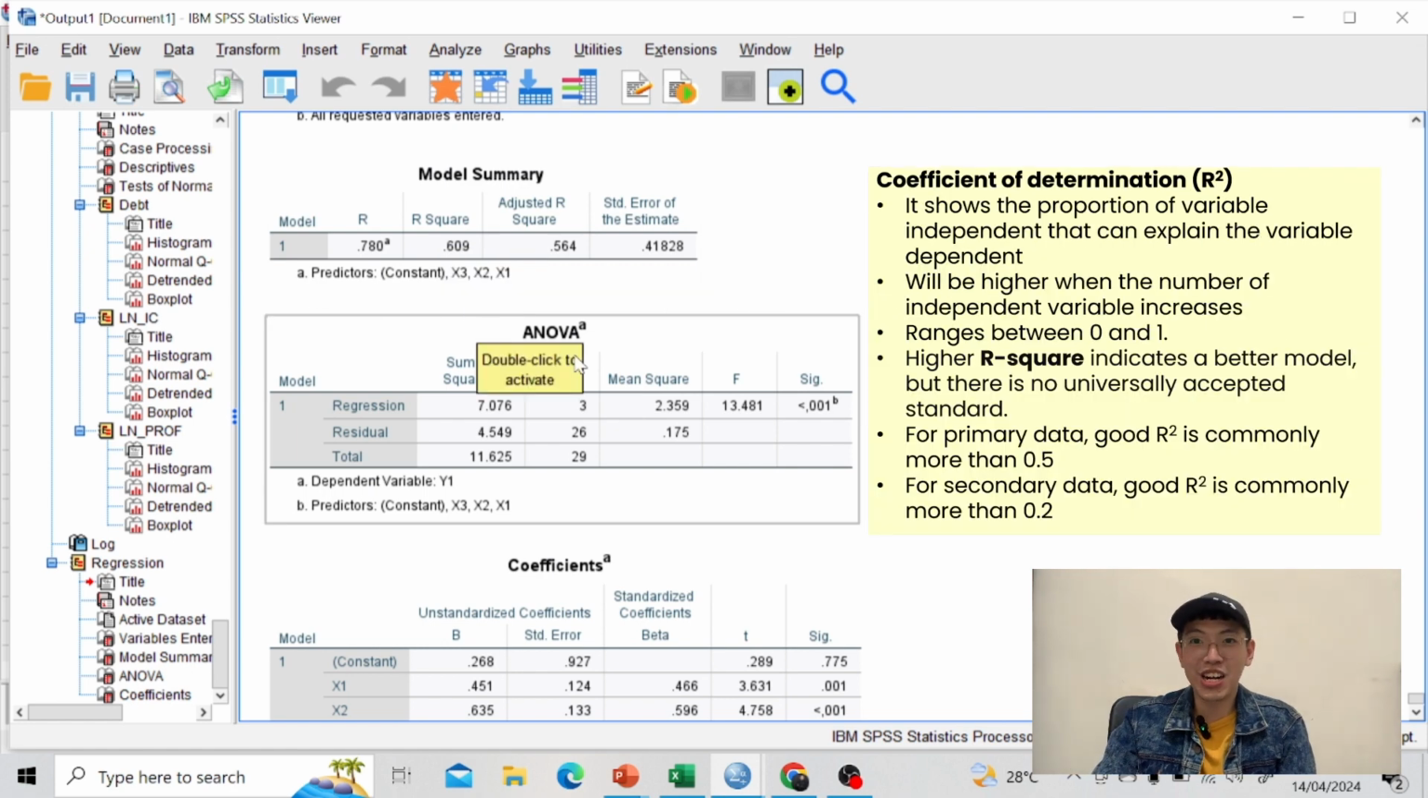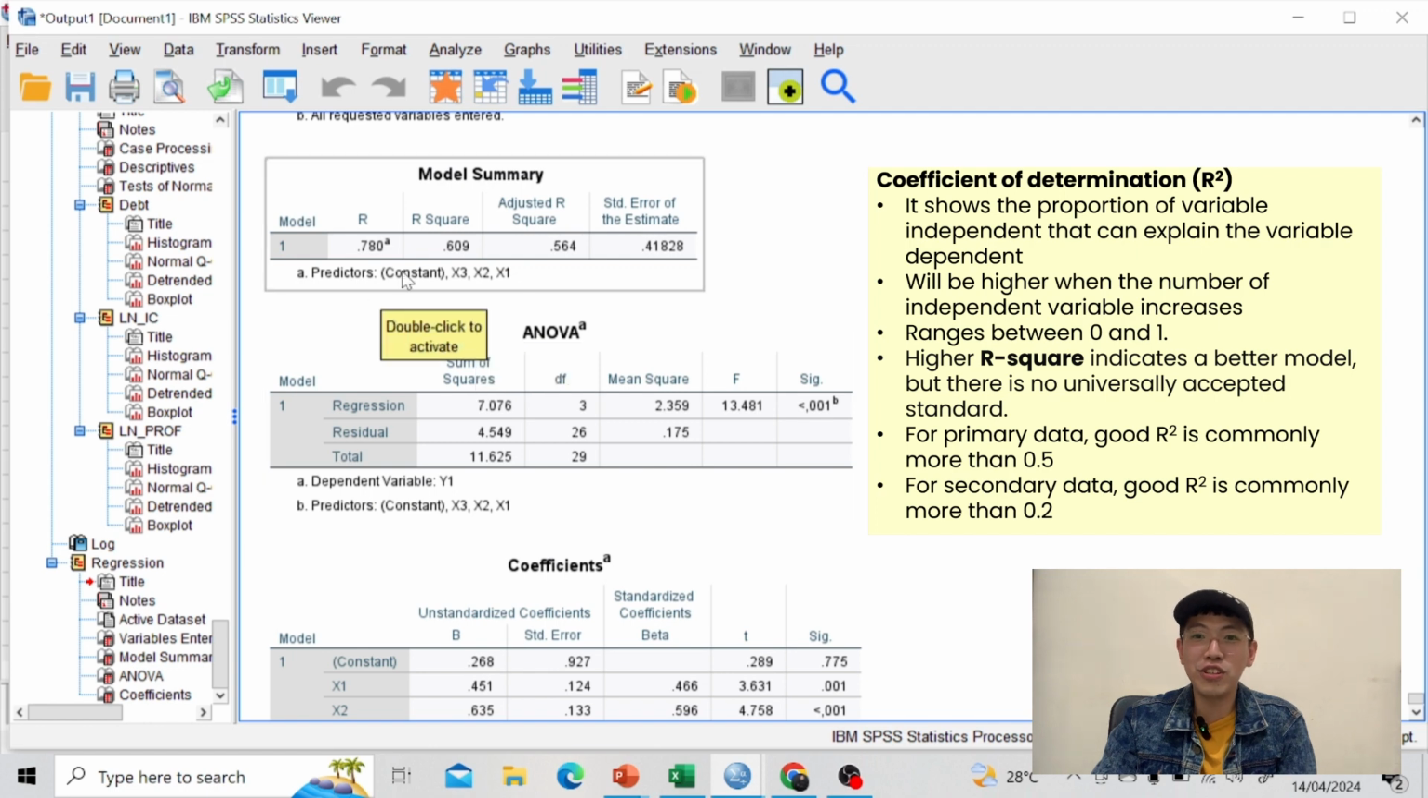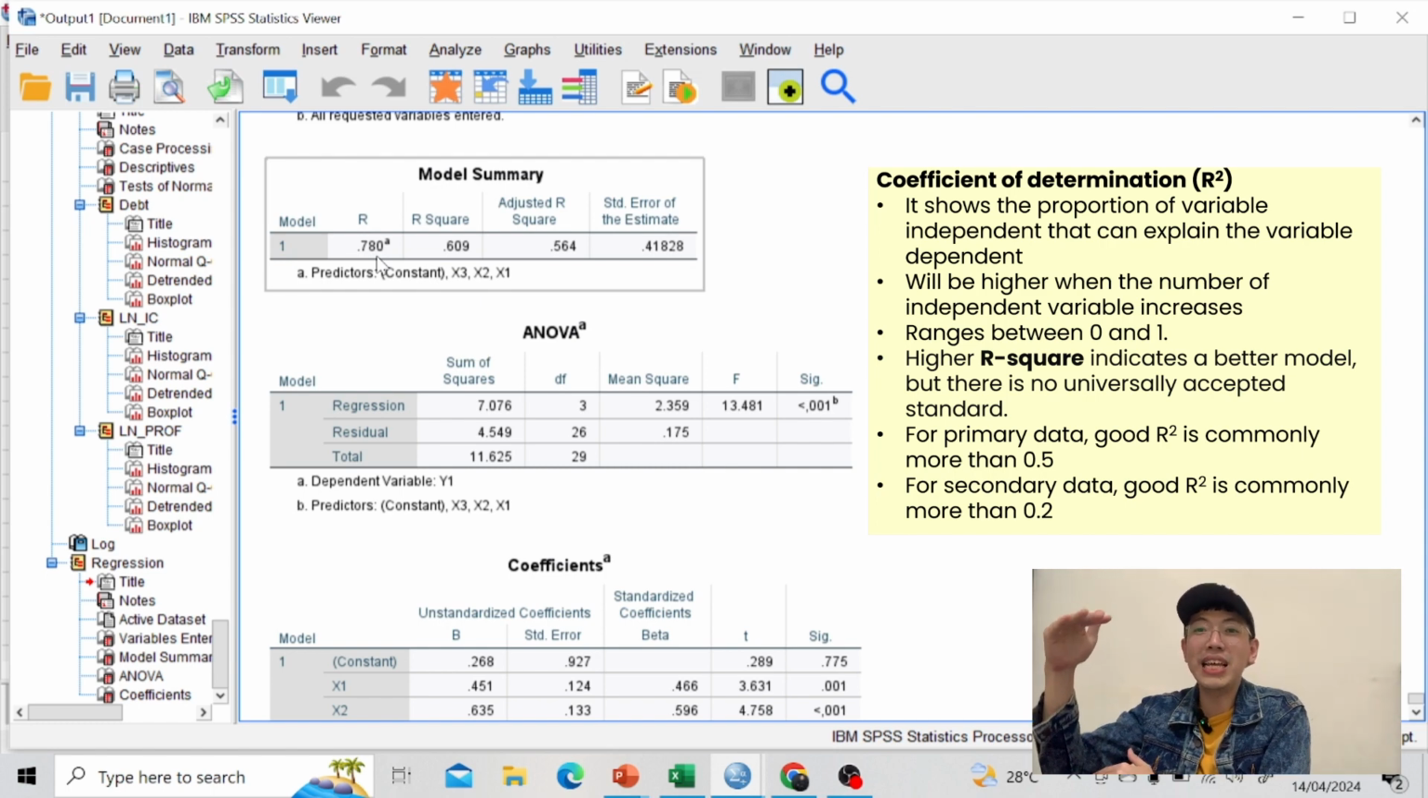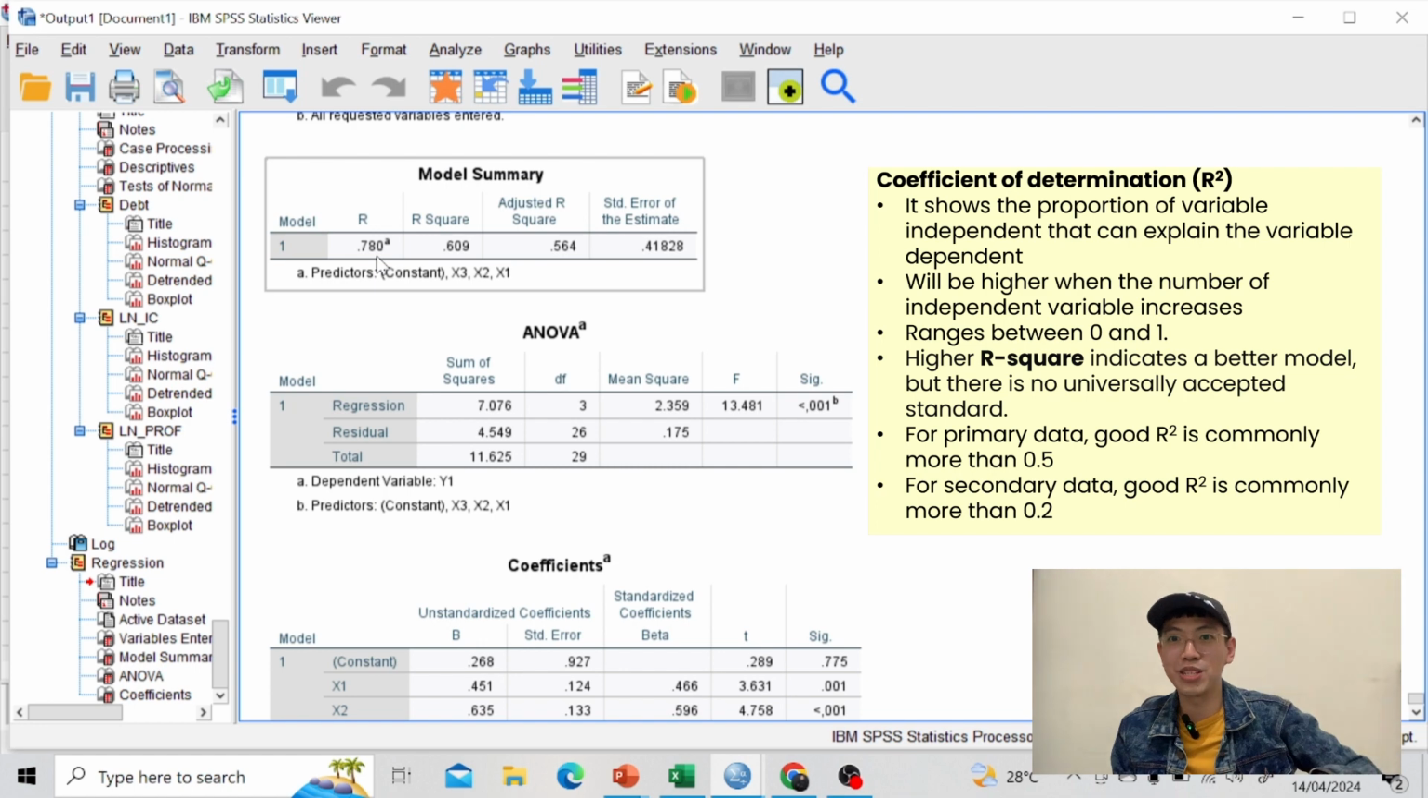R squared. What is R squared? It is just the correlation coefficient squared. 0.609 comes from 0.78 squared. But how can we interpret the r squared? You know, right? The y1 actually can be affected by a lot of variables, not only by x1, x2, or x3. There are still other factors that can affect y1. For example, y1 is brand loyalty. There are a lot of factors in this world that can affect brand loyalty. Not only 3 factors, 3 independent variables. But there are other variables that can affect brand loyalty.